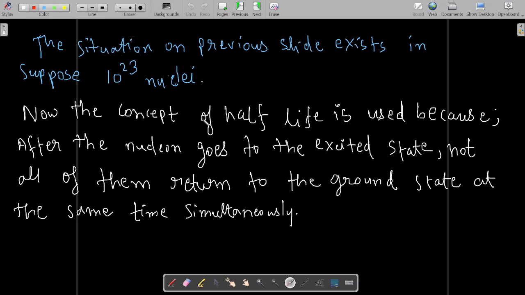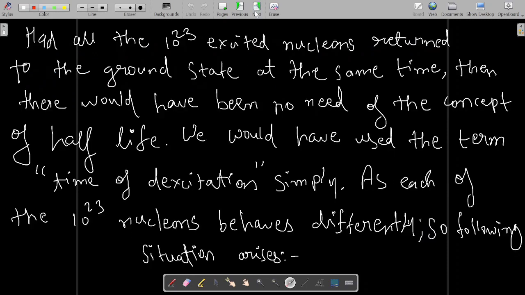Okay, so the concept of half-life is used because after the nucleon goes to the excited state, not all of them return to the ground state at the same time simultaneously. So they will not return to the ground state simultaneously.